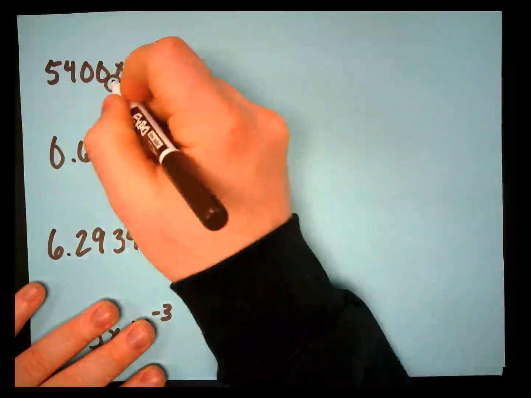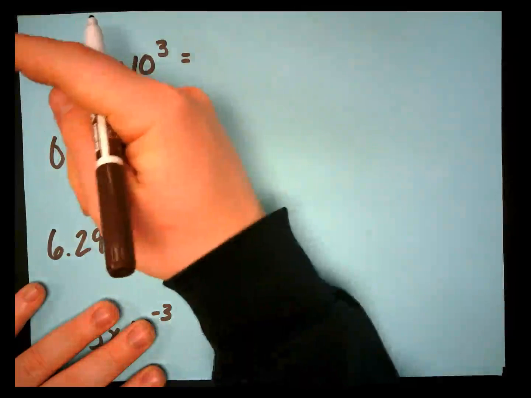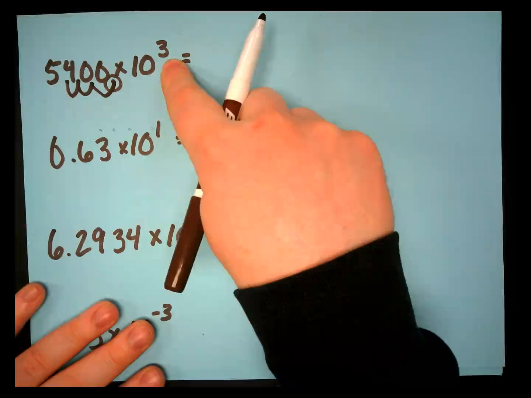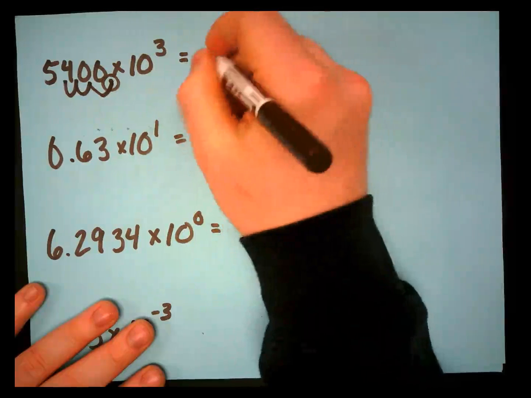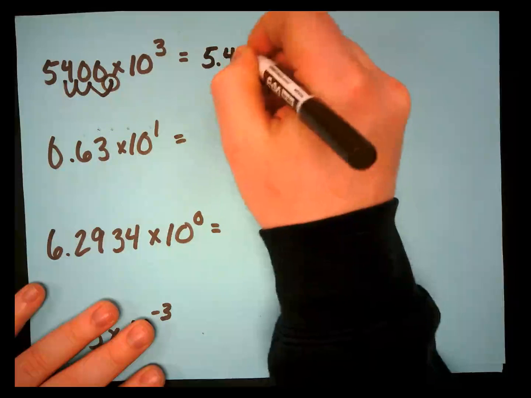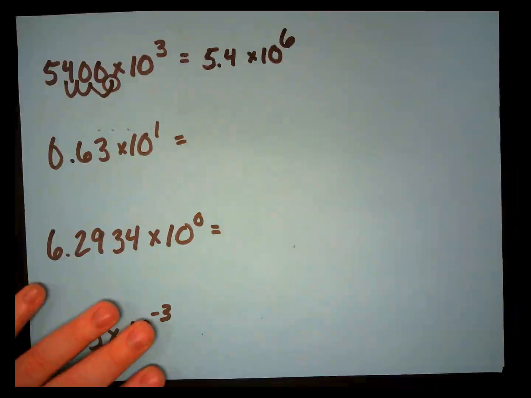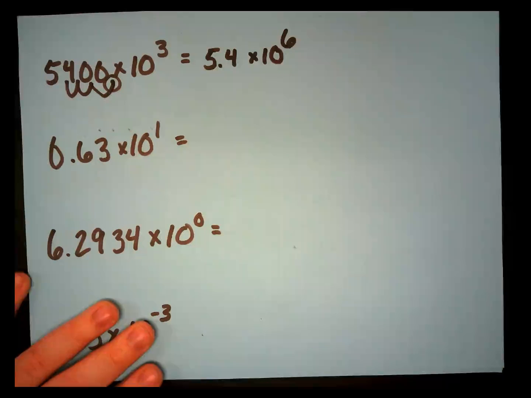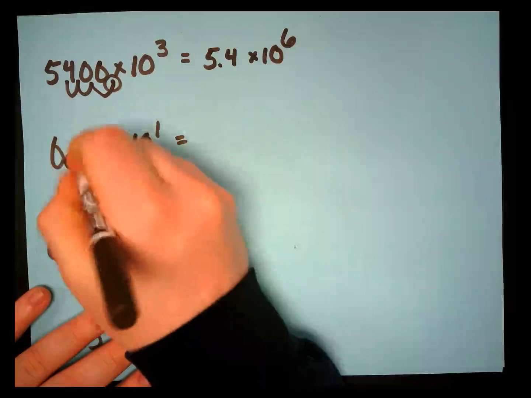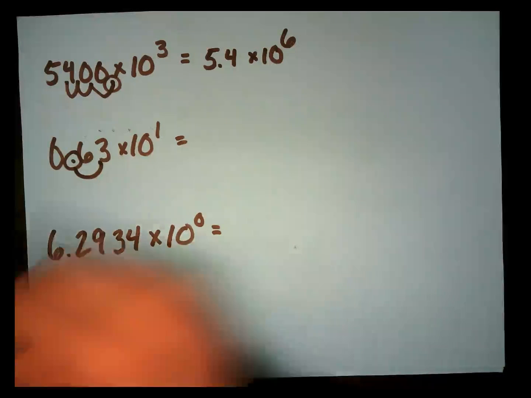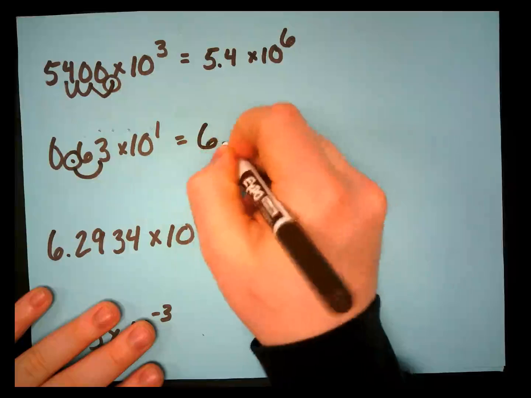And we're going to move it 1, 2, 3 to the left. Because we moved it to the left 3 places, we're going to add that to our already established exponent. So it's going to be 5.4 times 10 to the 6th power. Okay, decently large number. Now this guy: find that decimal, move it over. Looks like we moved it once over to the right. So it is going to be 6.3.